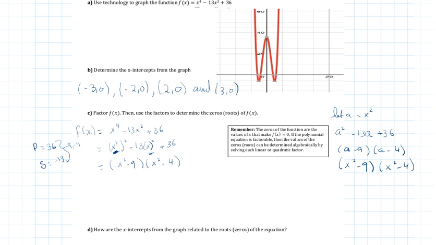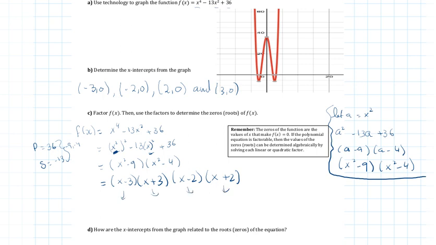Now, if I'm looking at x squared minus 9 and x squared minus 4, what I have here is a difference of squares. So I have x minus 3, x plus 3, x minus 2, x plus 2, because that's a difference of squares, right? And now, as you can see, this is all factored. And then to find the zeros, I'm going to set each bracket equal to 0, and I'm going to find all the zeros. So that's going to be x equals 3, x equals negative 3, x equals 2, and x equals negative 2.